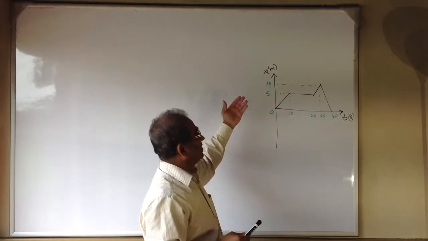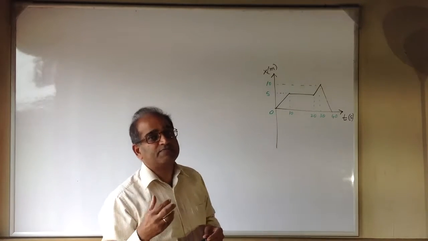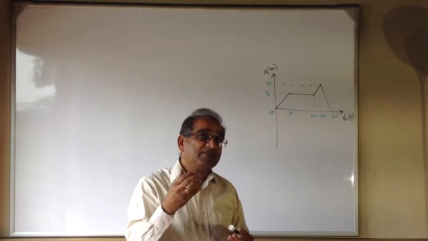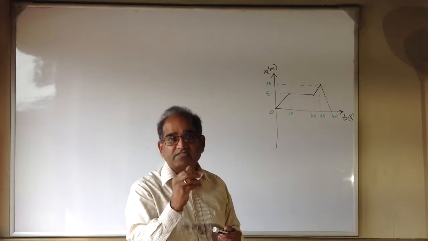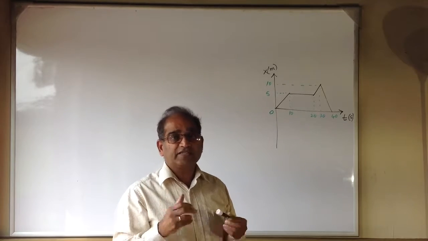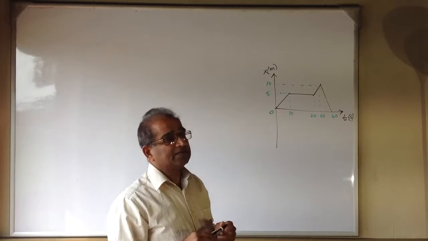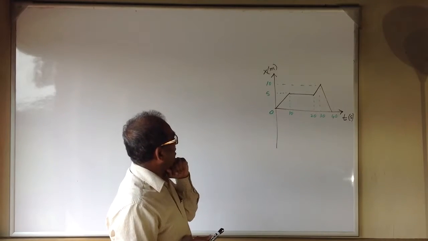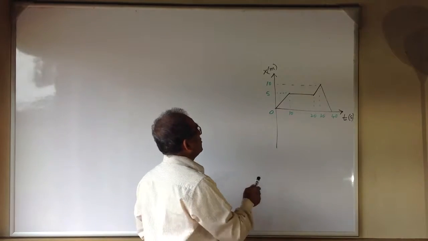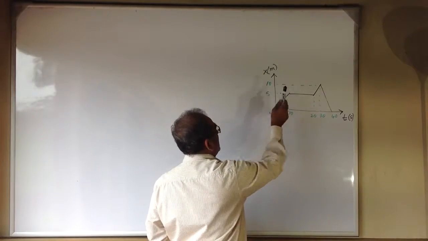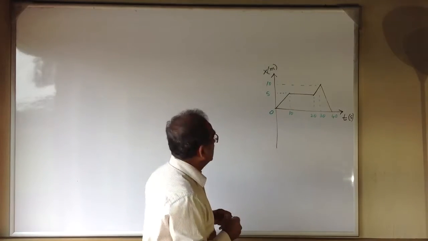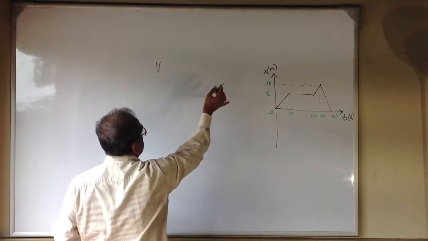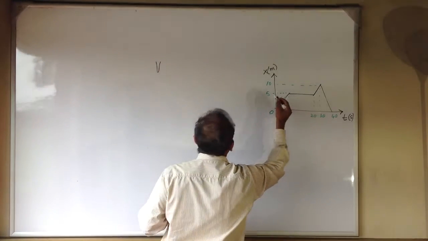Now from this displacement-time graph, what are we expecting to find? In a displacement-time graph, we can find the velocity of the particle at some instant of time, average velocity, etc. So let's see how you find the velocity. Let's say that I want to find it somewhere during this straight line. So velocity between 0 to 10 seconds is given by the slope.